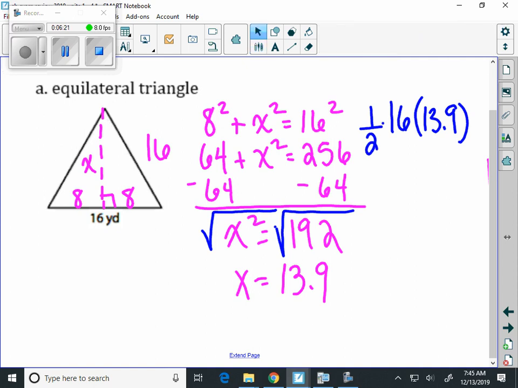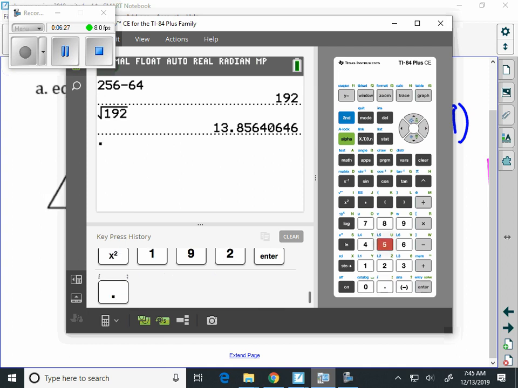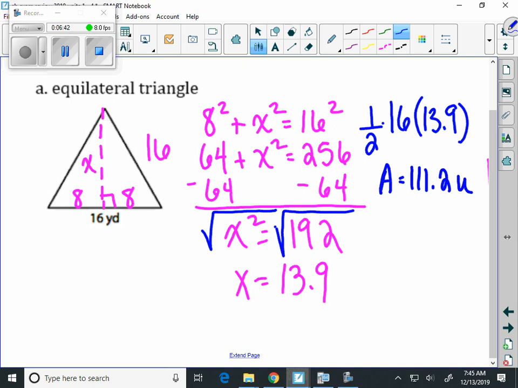And when we type that in, we type in 0.5 for 1/2. So 0.5 times 16 times 13.9. And we get 111.2. So our area is 111.2. Oh, and we can make it yards squared.